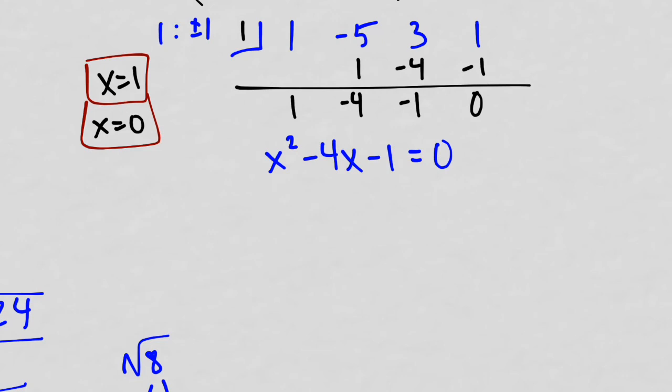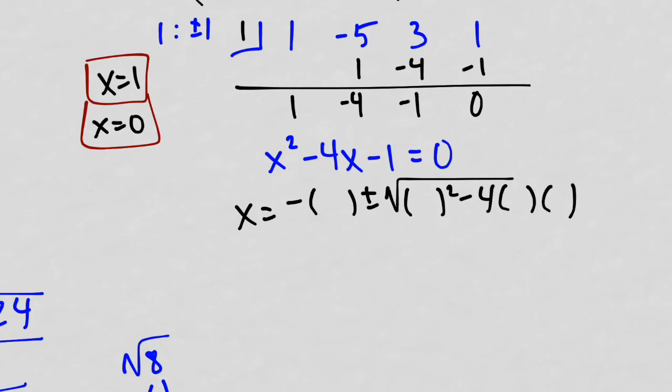We're going to use the quadratic formula to solve that. So it's going to be x equals negative b plus or minus the square root of b squared minus 4ac all over 2a. Let's plug them in. B is negative 4.